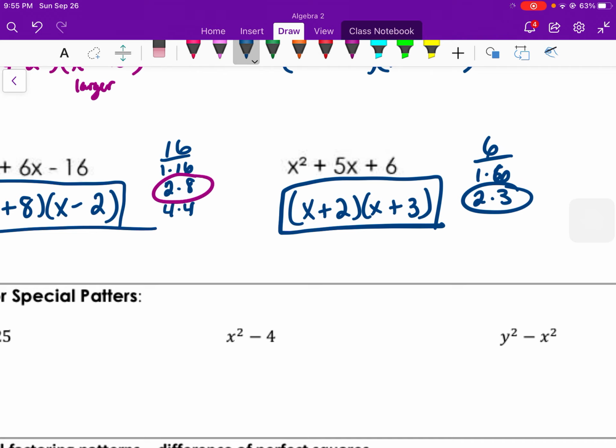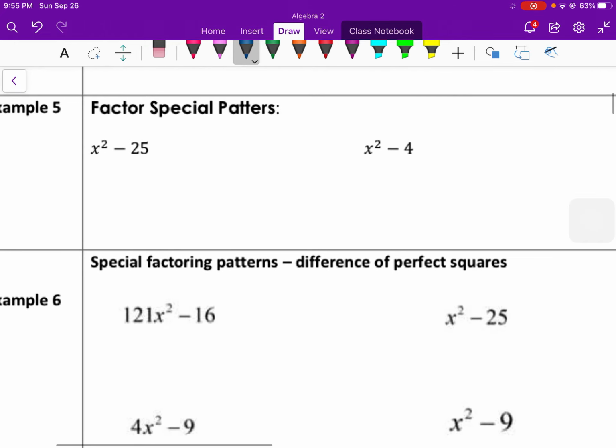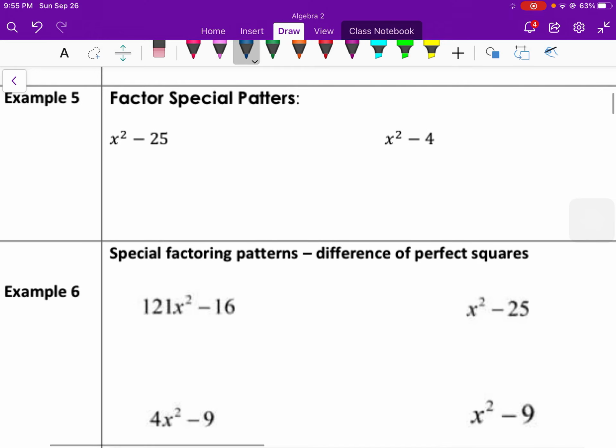So when a equals 1, you're just looking for numbers that multiply to the last number and add up to the middle number. It does get a little bit more complicated, but these are the easy ones, and this is where it is just x squared. So practice these so that you are more familiar with the process, so then we can do some harder ones tomorrow. We have the special patterns here.